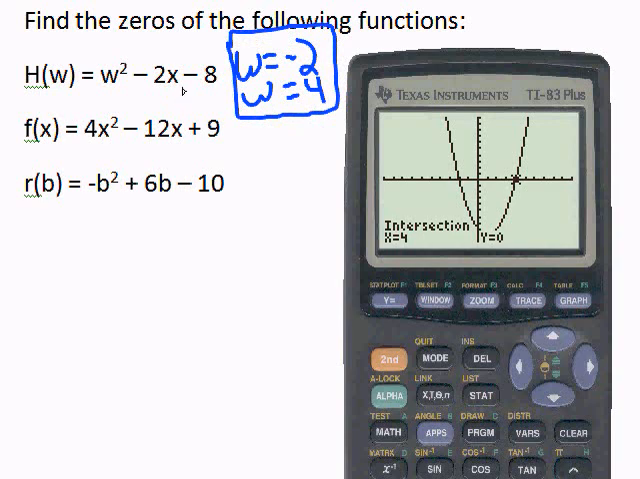Now those are the zeros for this function right here. See if you can find the zeros for the next two functions following the example that we just got through using. Press pause, work them out, and press play when you're ready to see the answer.